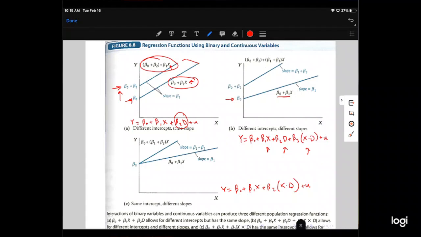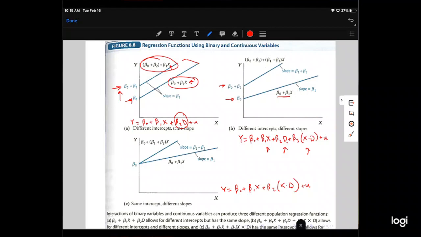When d is equal to 1, the beta 2 stays in the model. The beta 3 also stays in the model multiplied by x. And so we get a difference in intercepts, beta 0 plus beta 2. That's what they're giving us here. And we also get a difference in slopes because beta 3 is multiplied by x times 1.